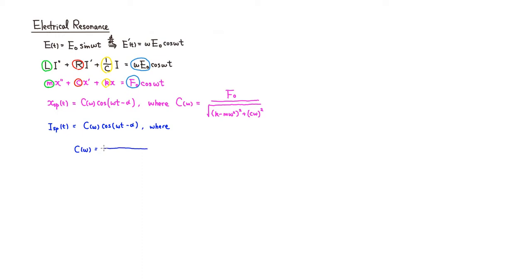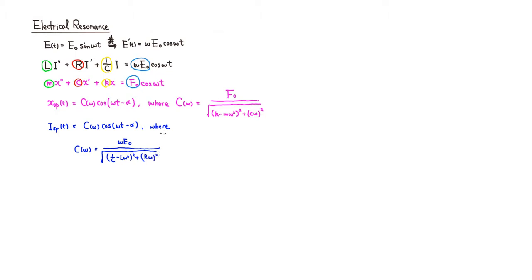Let's just match everything up. F0 corresponds to omega E0. Then we have a square root, and K is 1 over C. So we have 1 over C here, minus M is L, so you have L omega squared, plus C is R, so R omega squared.